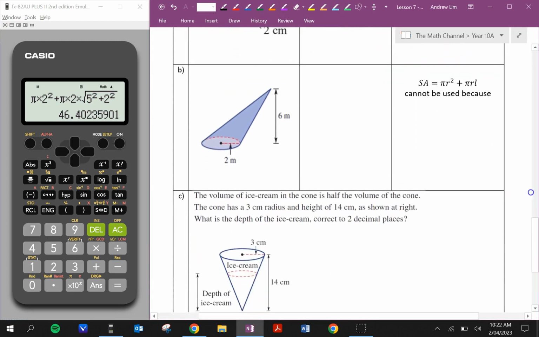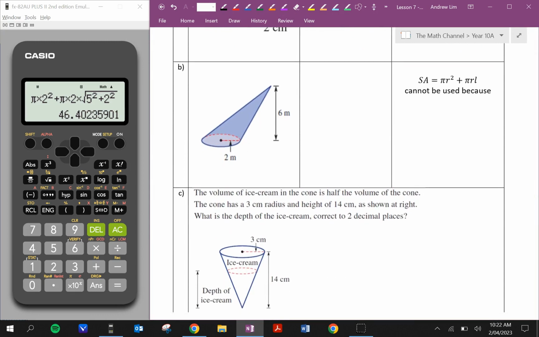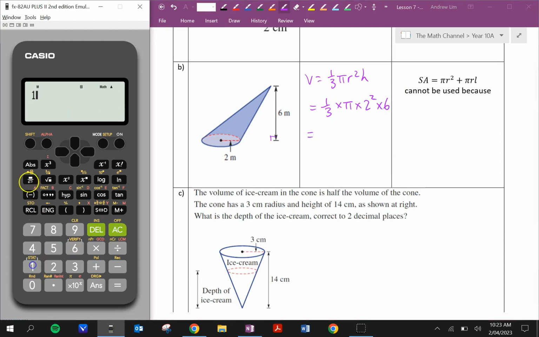Alright, question B. Let's find out the volume of this. Now this is not a right cone. This is an oblique cone because the apex is not right above the center. But we can still use the formula for the volume because we've got a perpendicular height. This forms a right angle with the base. So volume is 1/3 times pi. Actually, let's just write the formula. 1/3 pi r squared h. 1/3 times pi times the radius, which is 2 squared, times the height of 6, which is 25.13 cubic meters.